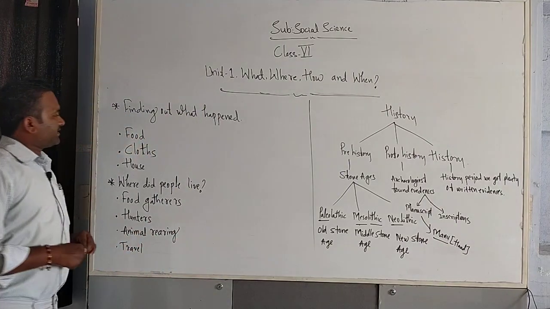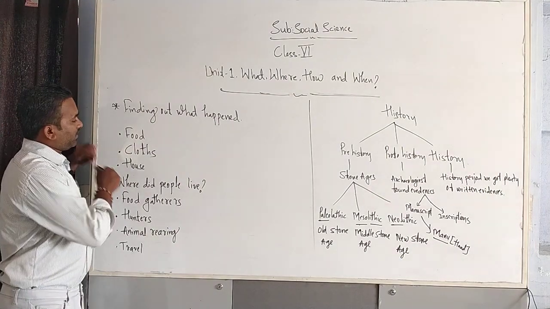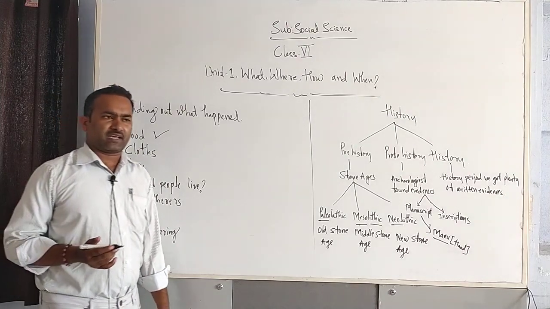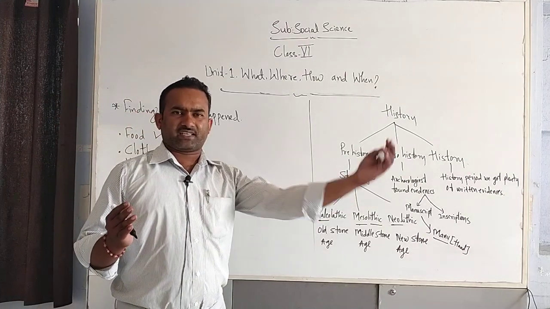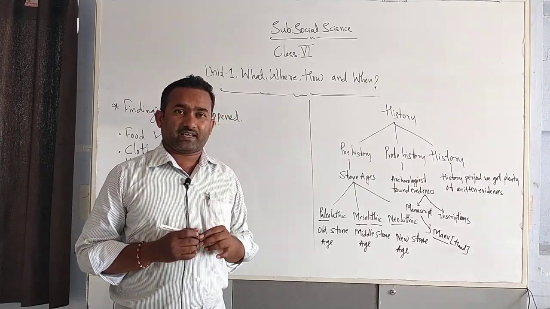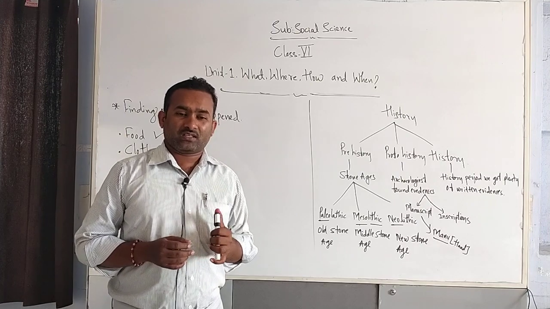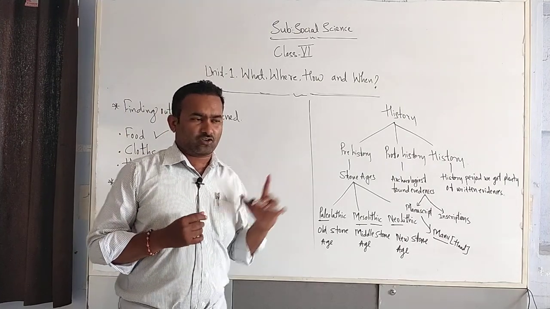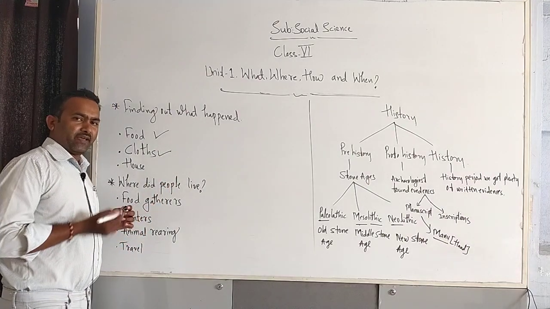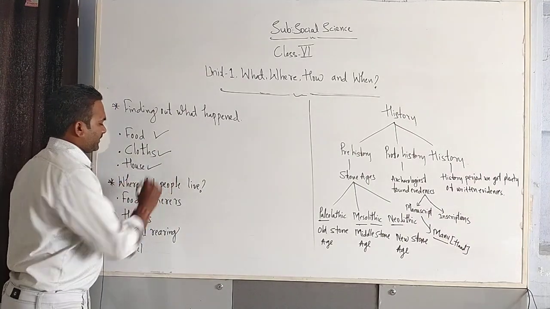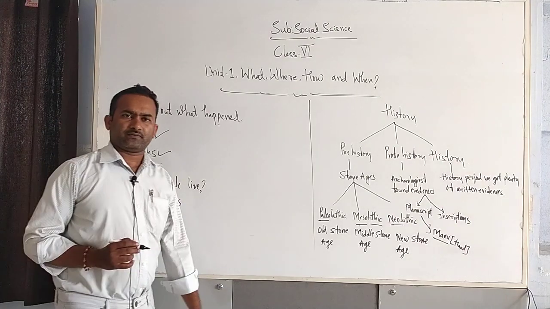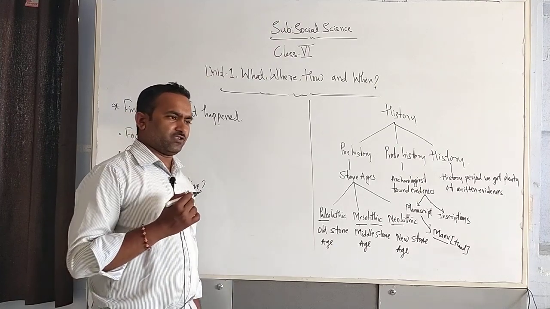Okay, so ancient time people, which type of food were they collecting? Ancient time, which type of food were the people eating? That also we are going to study. Number two, which type of clothes were the people wearing? That also we can see. Houses. This is a very important point. Which type of houses were ancient time people using?